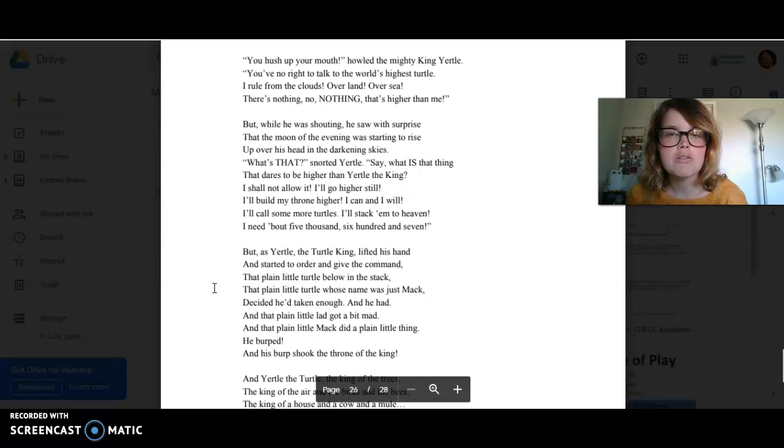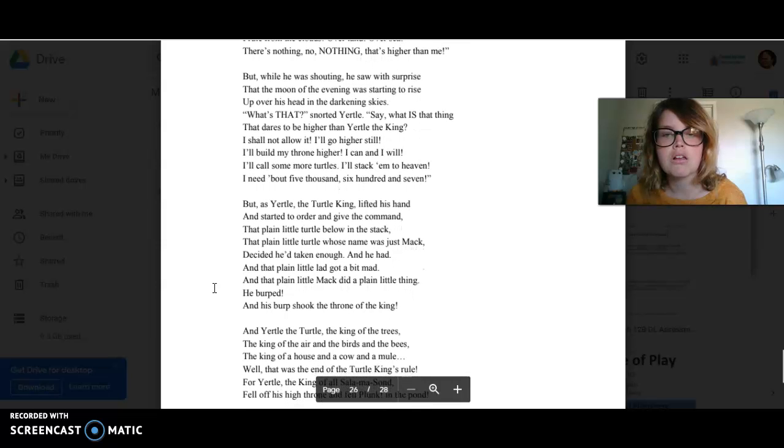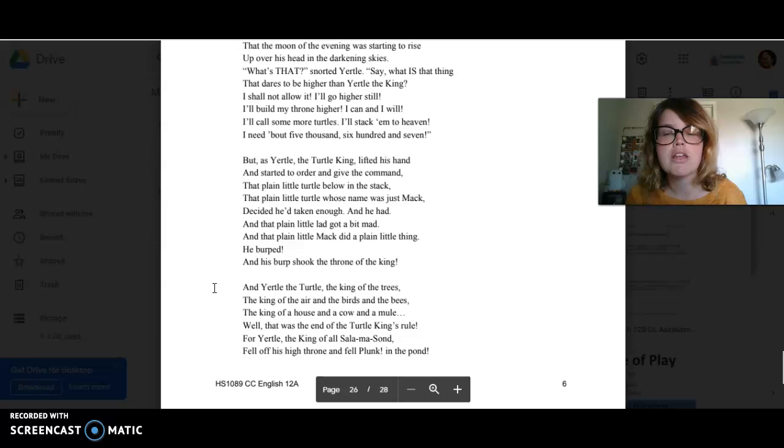But while he was shouting, he saw with surprise that the moon of the evening was starting to rise up over his head on the darkening skies. "What's that?" snorted Yertle. "Say, what is that thing that dares to be higher than the Yertle turtle, or than Yertle the king? I shall not allow it, I shall go higher still. I build my throne higher, I can and I will. I'll call some more turtles, I'll stack them to heaven. I'd need about 500, 600, 700."